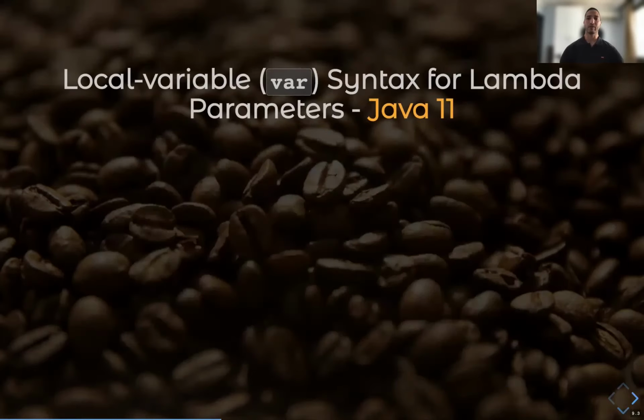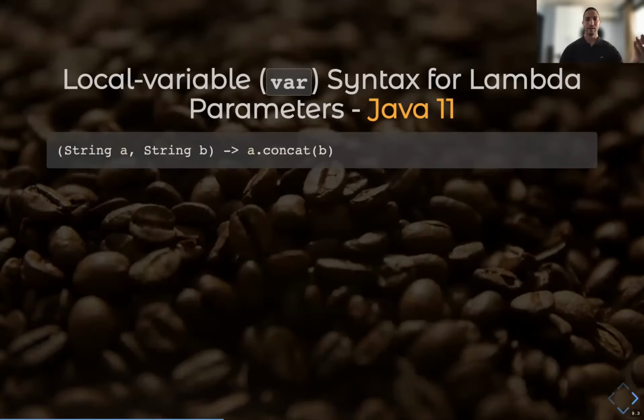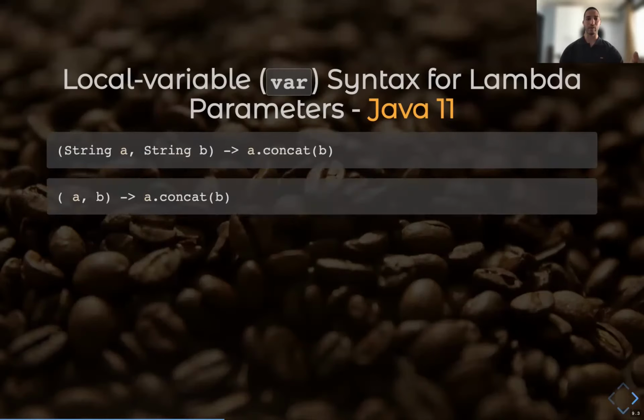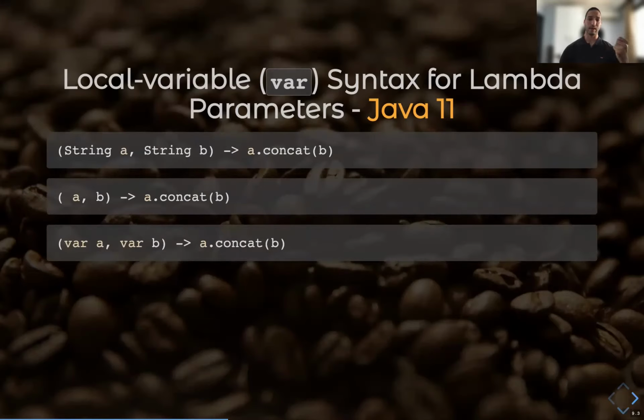And let's go for Java 11. We have a small enhancement because, in a lambda, you can do this. You can give a type or you cannot give a type. It's a short version. It works. But we also can use var.